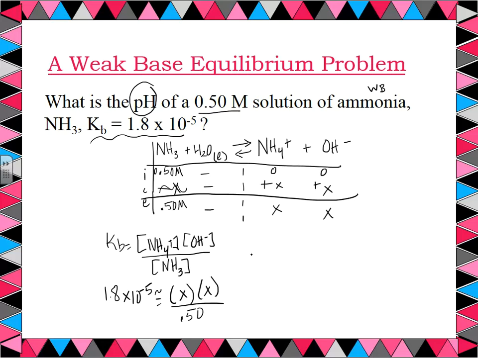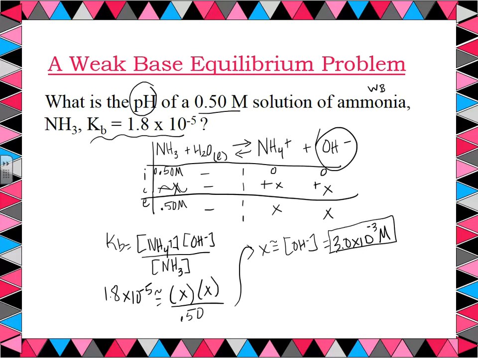So now cross multiply here, 1.8 times 10 to the negative 5 times 0.50, and that'll be equal to x squared. And then take the square root of that. Now for simplicity, and I don't have a lot of space here, I'm just going to go ahead and get the value for x, which is equal to our hydroxide ion because this is a base. Always be aware of what you're solving for. And that's going to be equal to, if I plug it in, 3.0 times 10 to the negative third molar.